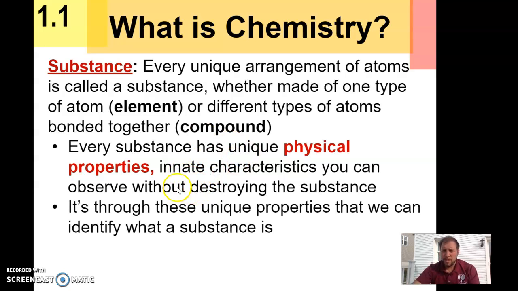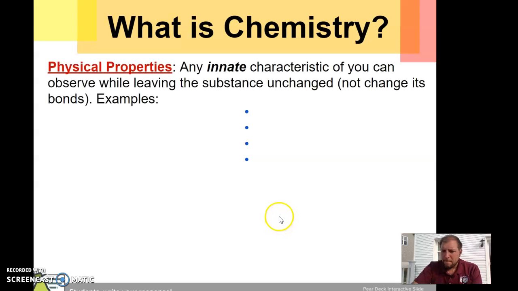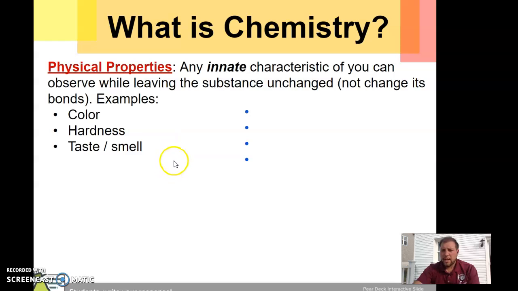Every substance has unique physical properties, innate characteristics that you can observe without destroying the substance itself. And it's through these unique properties that we can identify what a substance is. Physical properties, again, are just innate characteristics you can observe while leaving the substance unchanged. Every substance is going to have a unique color. It's going to be more or less hard. It's going to have a different taste and smell. It's going to have a different density. These are just some physical properties.